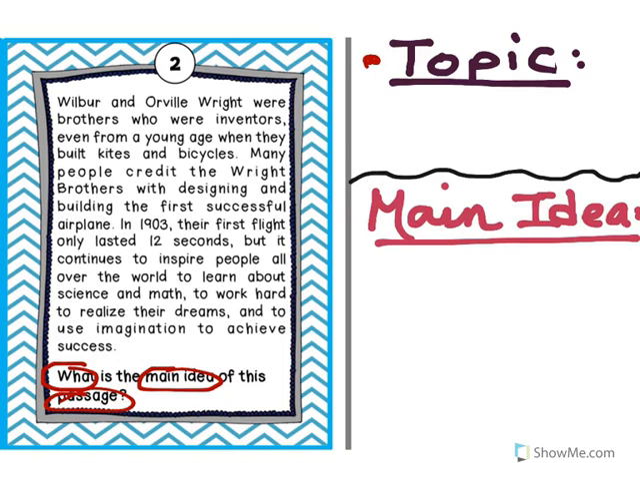I notice it gives me a lot of details about Wilbur and Orville Wright. So let's see if there's any other words. They're brothers who were inventors, even from a young age. Many people credit, here's the Wright brothers again, with designing and building the first successful airplane. In 1903, now there, remember, it's T-H-E-I-R, so that there refers to a person or people, and in this case, the Wright brothers.